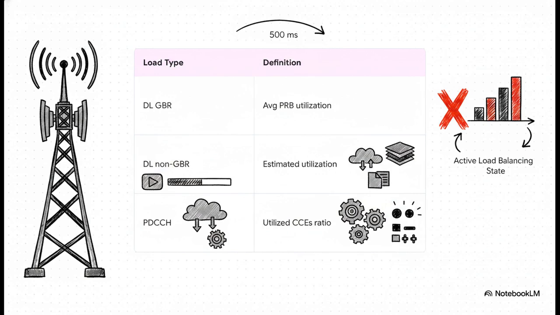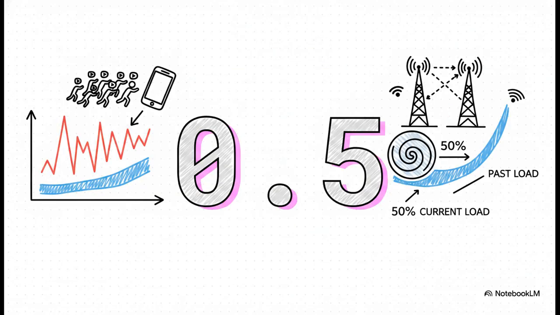If any one of these 3 metrics crosses its high load threshold, boom, the cell immediately enters an active load balancing state. Now check out that large 0.5 filter coefficient, known as alpha. This is super important because network traffic is incredibly spiky. Imagine 100 people clicking a viral video link at the exact same millisecond. You'd get a massive, instantaneous spike.